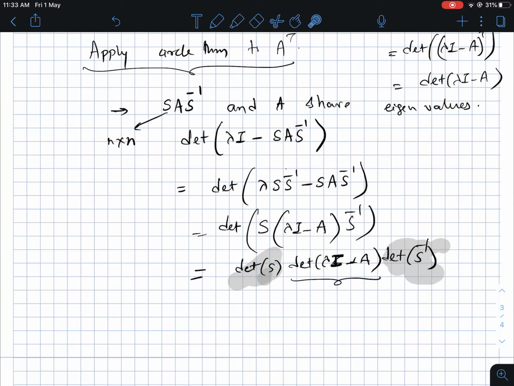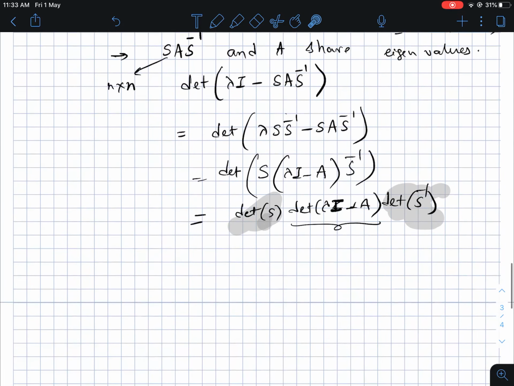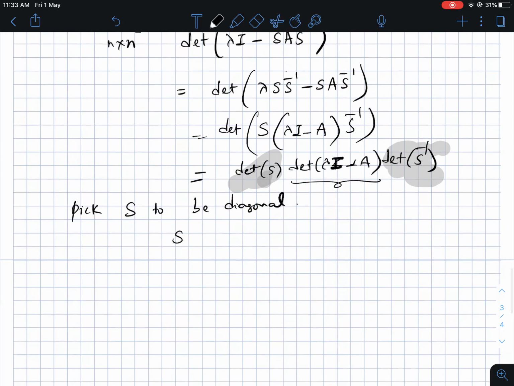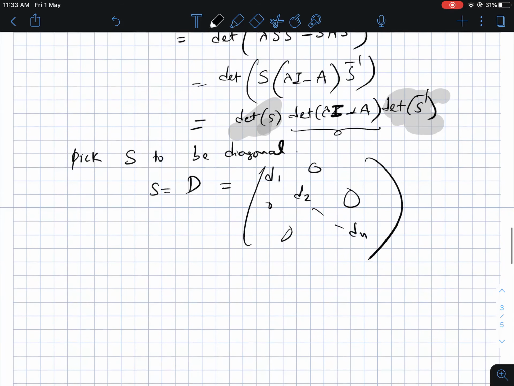So I can pick any arbitrary S, compute S A S inverse, and then draw the circles for S A S inverse. As you can see, maybe this will give me even better information. Of course, the cost of computing these matrices itself is going to be very high, but it's particularly useful when S is diagonal. So pick S to be diagonal. Let me call it D, to emphasize that it's diagonal, with diagonal entries d1, d2, up to dn, and all the off-diagonal entries are 0.